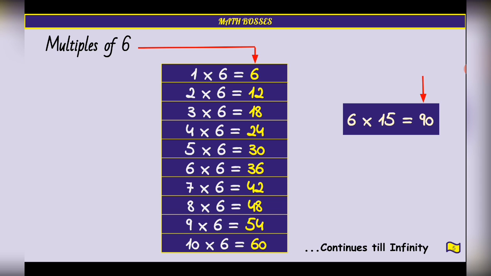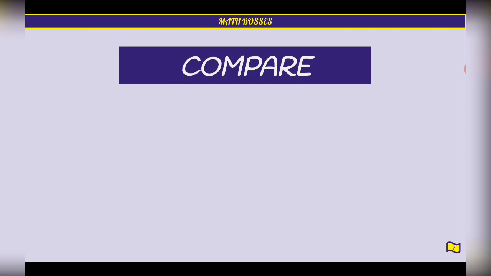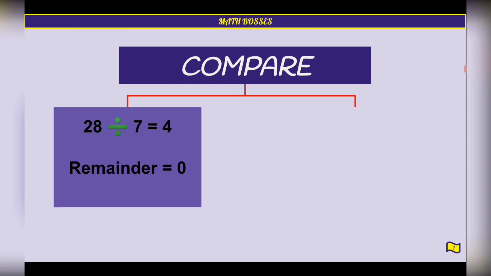Now let's move on to what factors are. A factor is a whole number that divides into another number without a remainder. To understand what this means, let's compare two scenarios. When we divide 28 by 7, we get our answer to be 4, and we do not have any remainder. As you can see, the remainder is 0. This makes 7 a factor of 28, as well as 4 here.